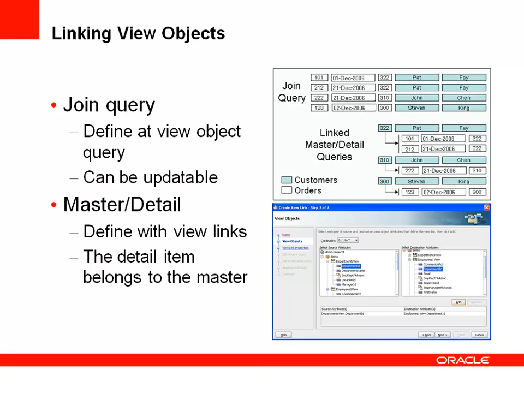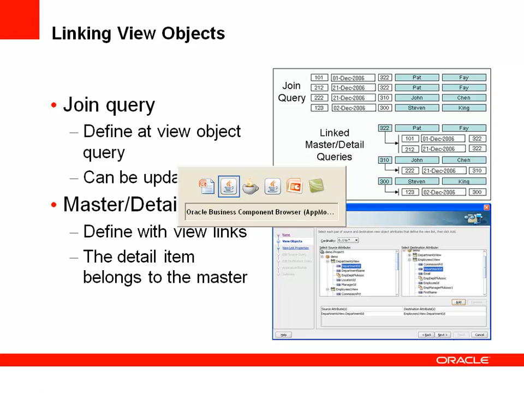So far we saw view objects that are based on a single table, but in many cases we actually want to represent data from multiple tables. There are two types of joins or linking that we can do between view objects. One of them is to create a view object that is based on a join query. This will represent data from two tables in a single line or a single object. Another type of linking is called view link, and this allows us to create a master detail type of relationship between view objects. Let's see how we create each one of those.